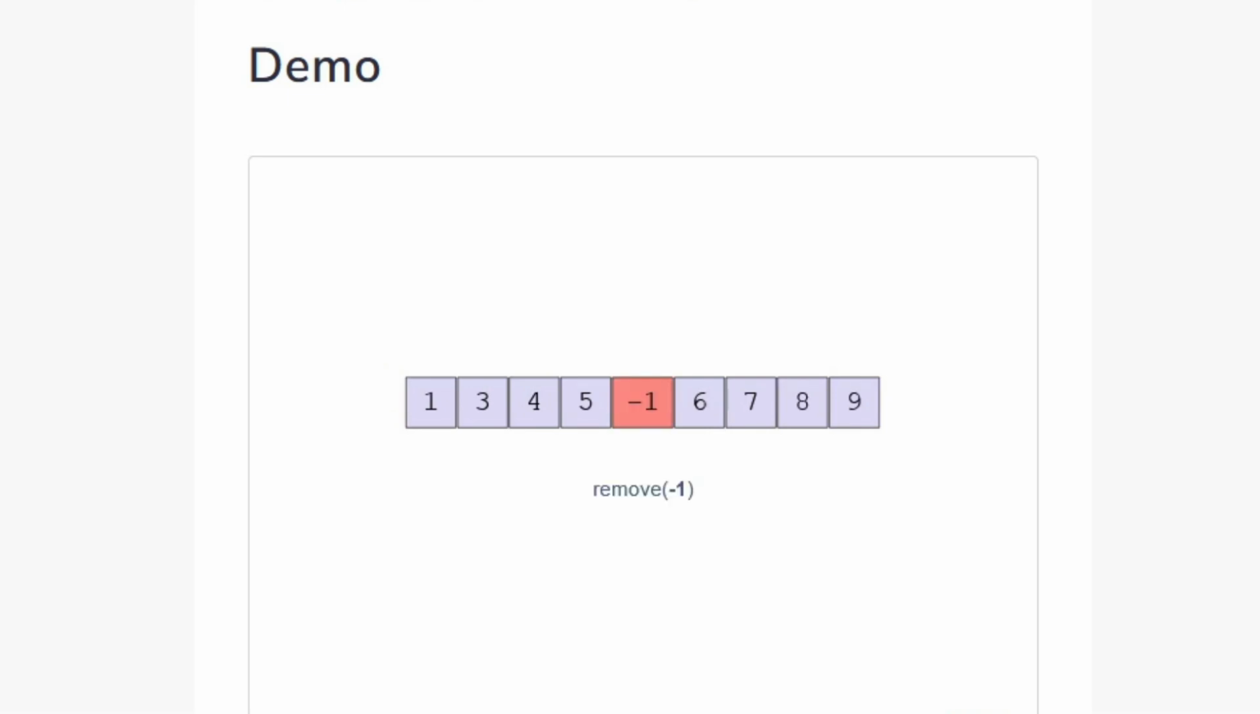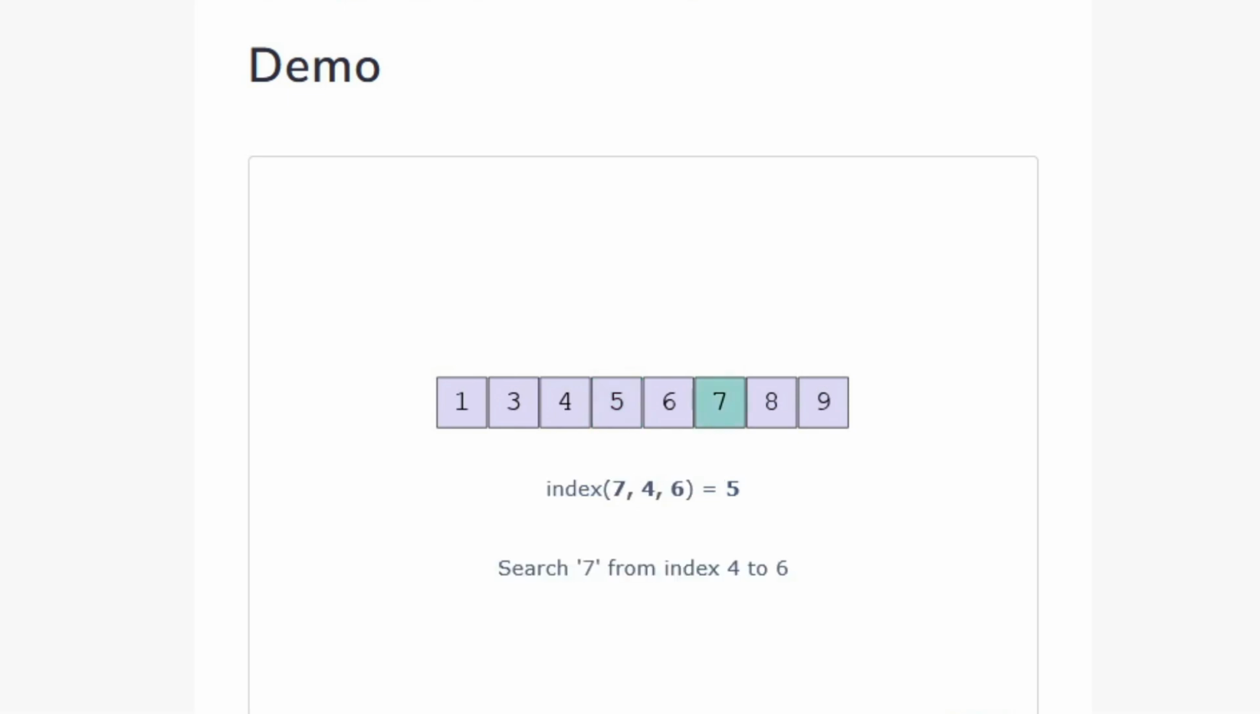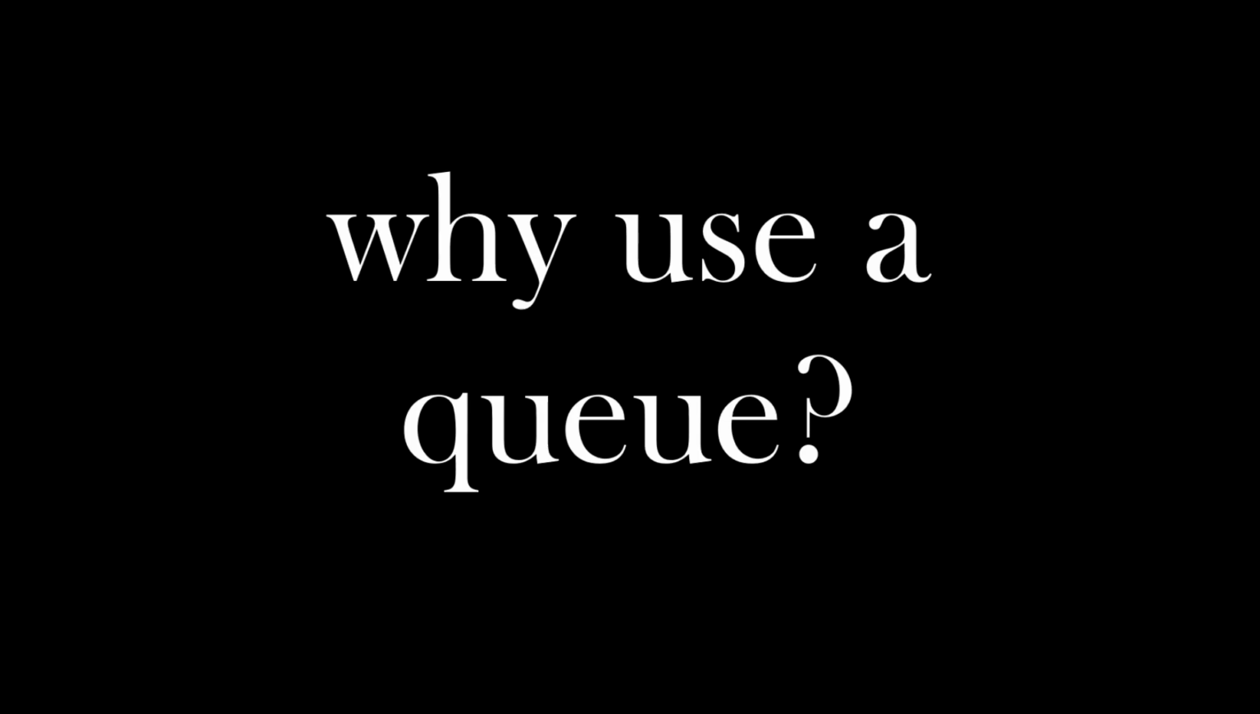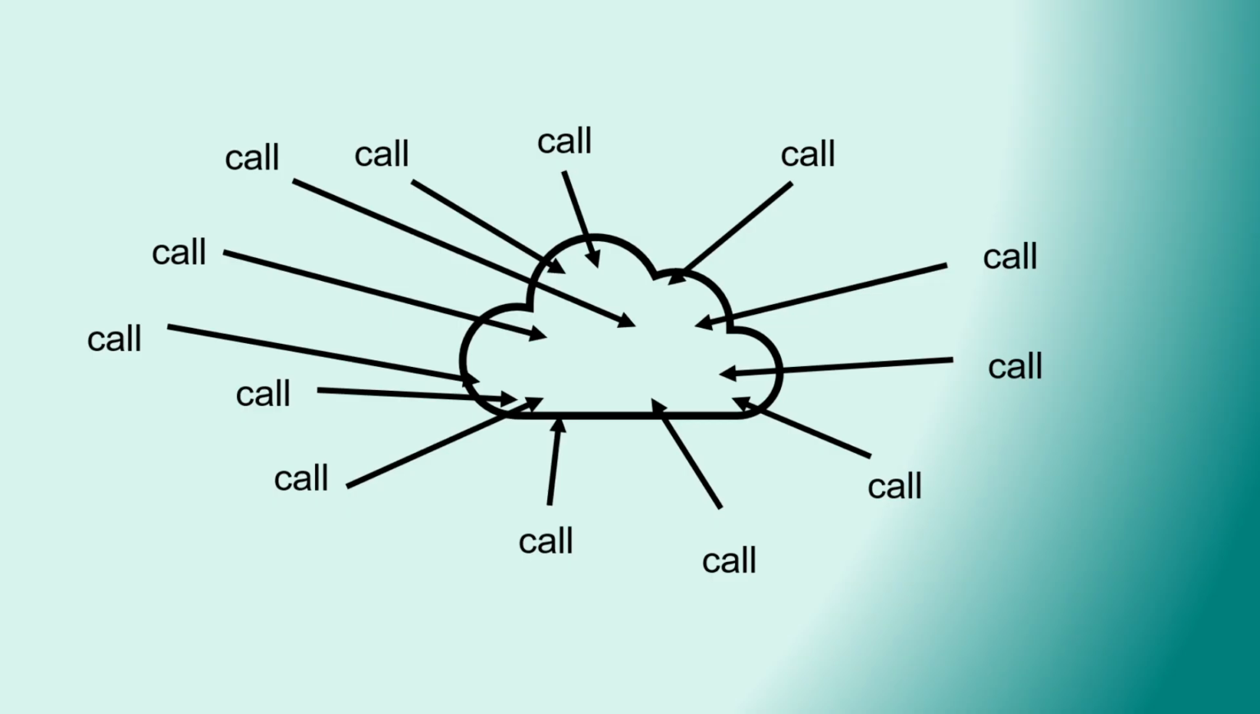Other things we can do is remove, count, index, even rotate 3, rotate again, and reverse. So there's a demonstration from a website, things that you can do with the queue. So why use a queue? Well, here's an example where there's a lot of calls and the service that takes all these calls can't cope with them. There could be many at any time.